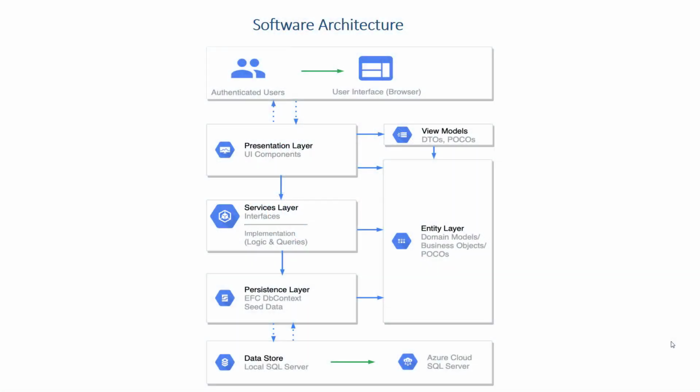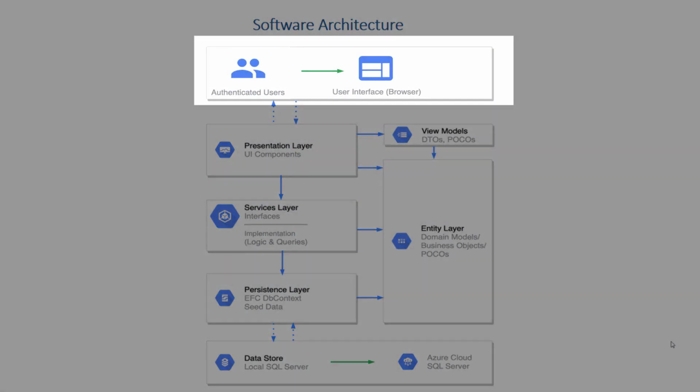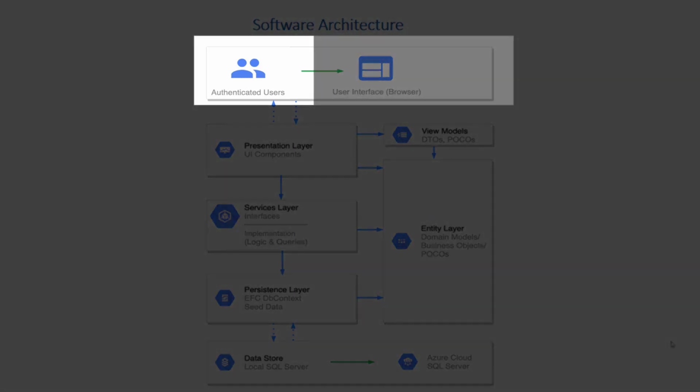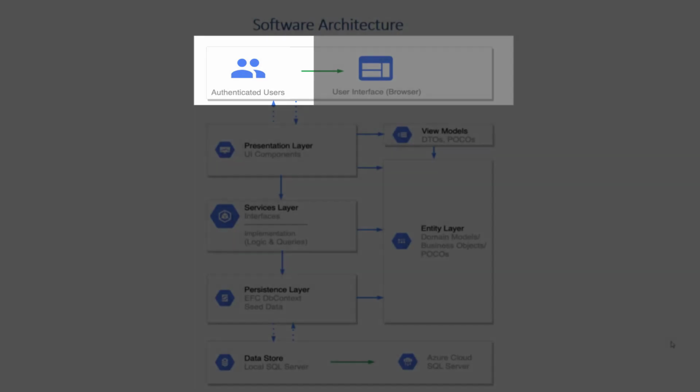Now let's look at the structure of our web-based application. We are going to have a user interface, and the user interface will only grant access to authenticated users. Now these authenticated users can be further restricted using role-based authorization. So we're going to talk about this when we get to the authentication and authorization module.